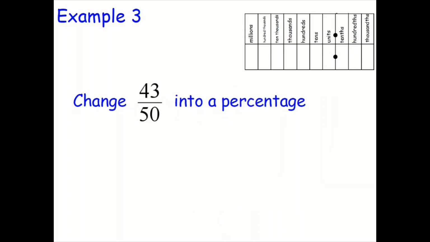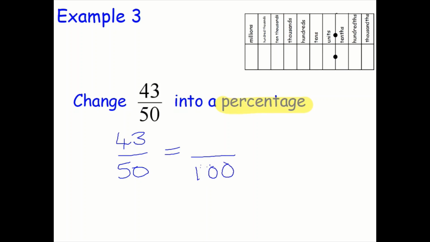Example 3, change 43 over 50 into a percentage. Okay, so again, percent means out of 100, but currently I do not have a fraction out of 100, I have a fraction out of 50. So how do I make this out of 100? Well, you're going to create an equivalent fraction. And how do you do that?